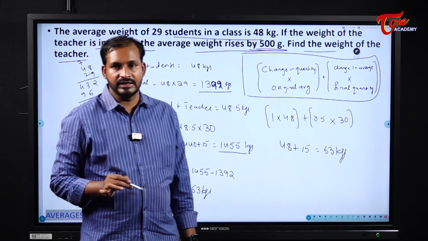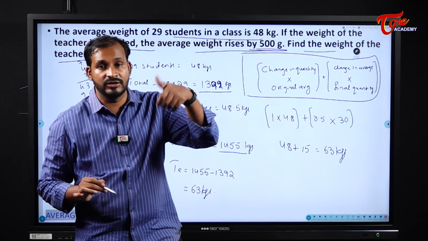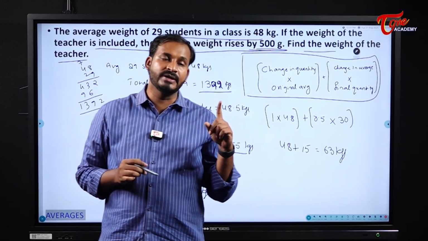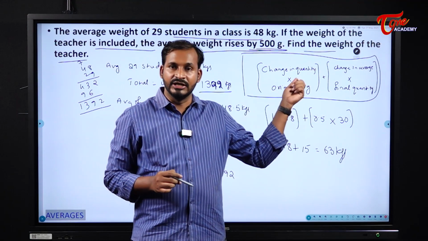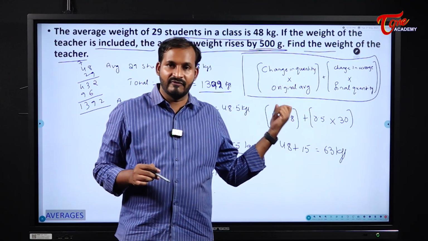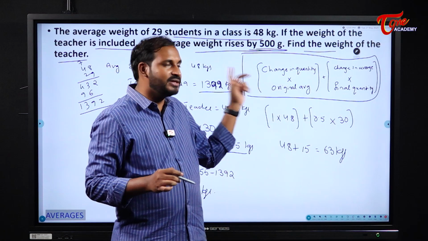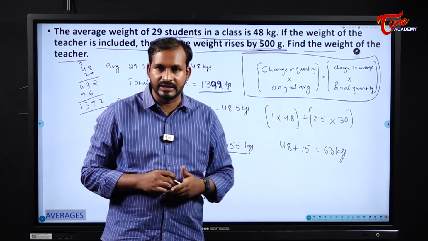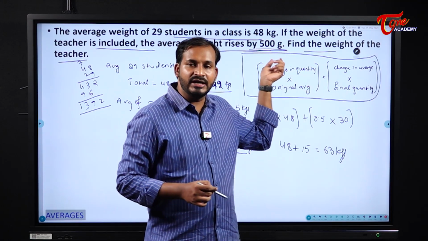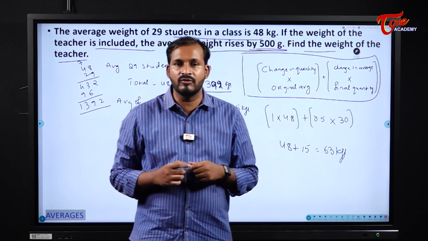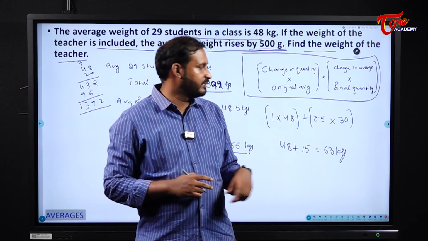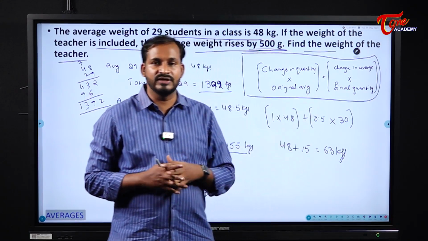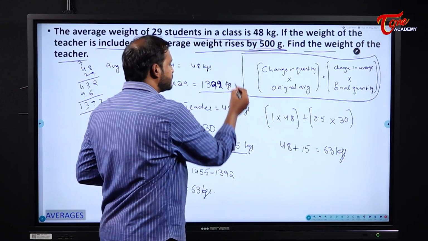So, this is the formula which you can use for this type of change. Change in quantity means how many new people were added. Only one person is added. Change in quantity into original average, that is the previous average, plus change in average into final quantity. Change in average is 0.5 kgs, and the final quantity is 30 persons. This is the formula we are going to use to solve the questions of this type.